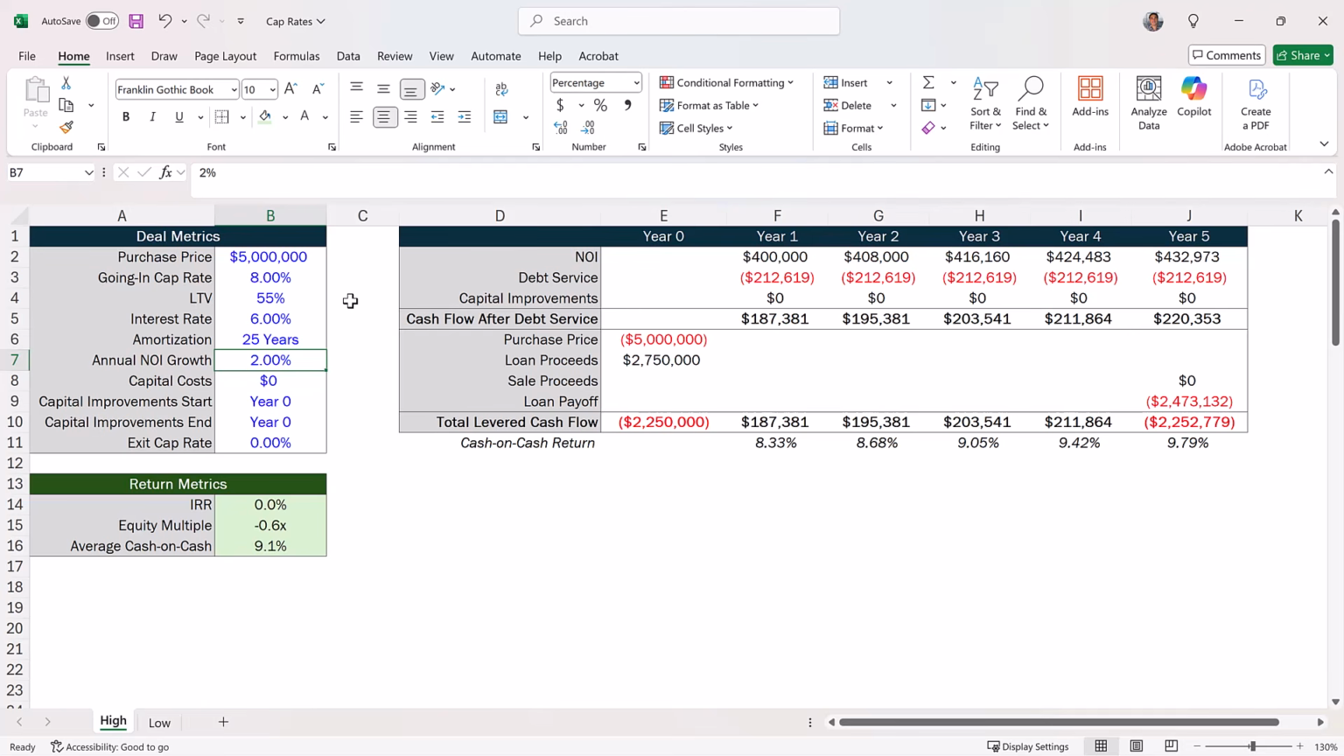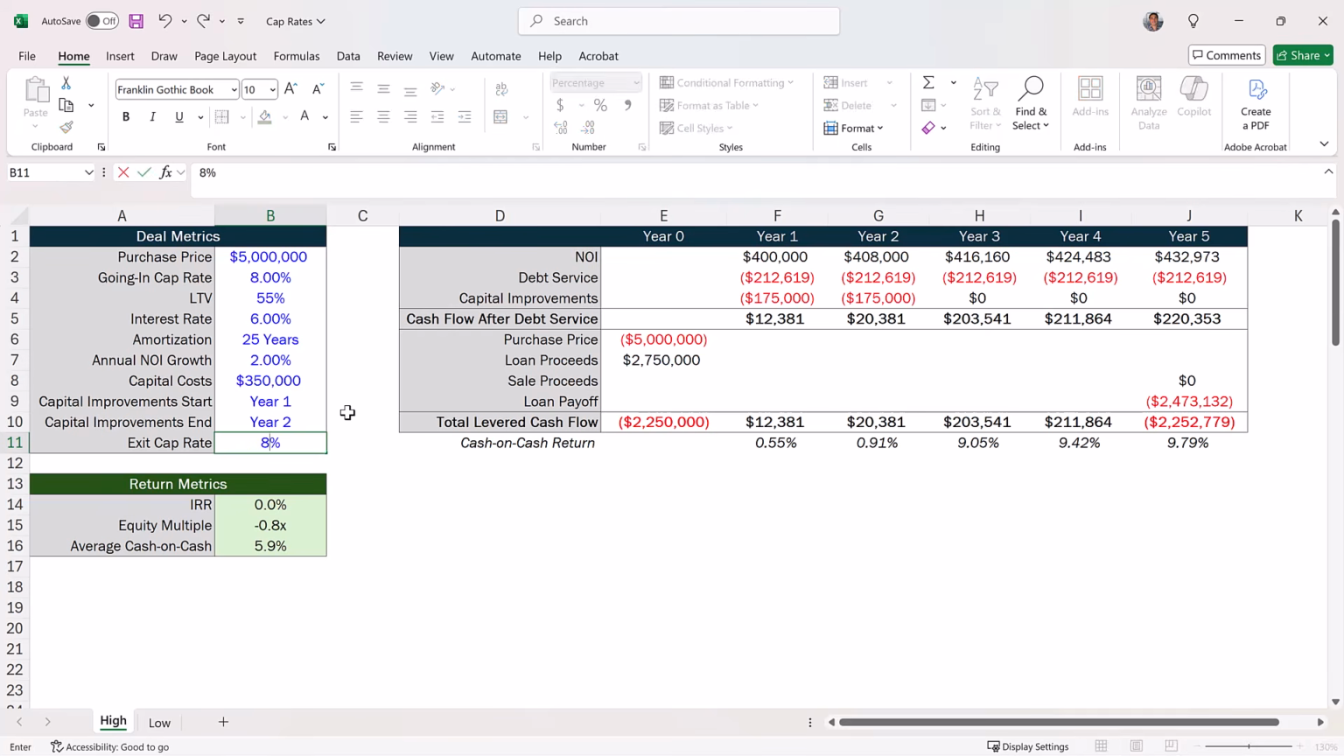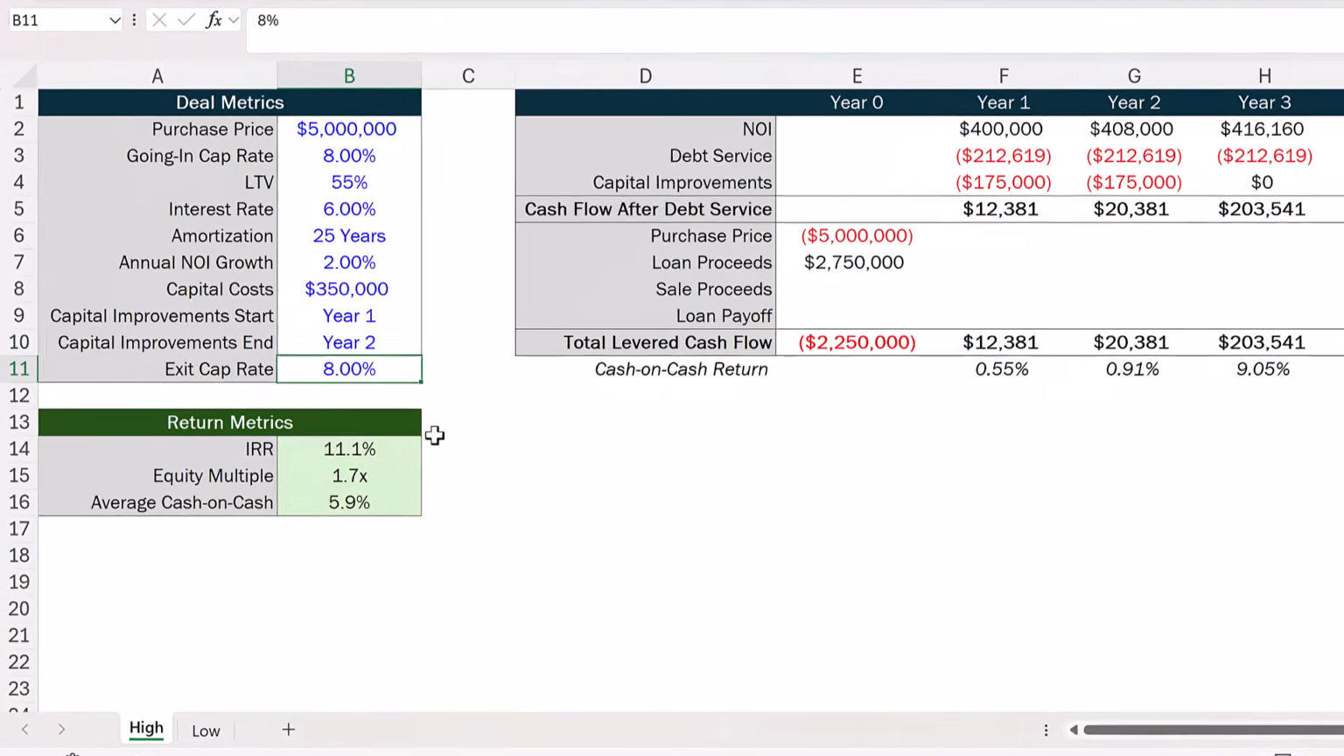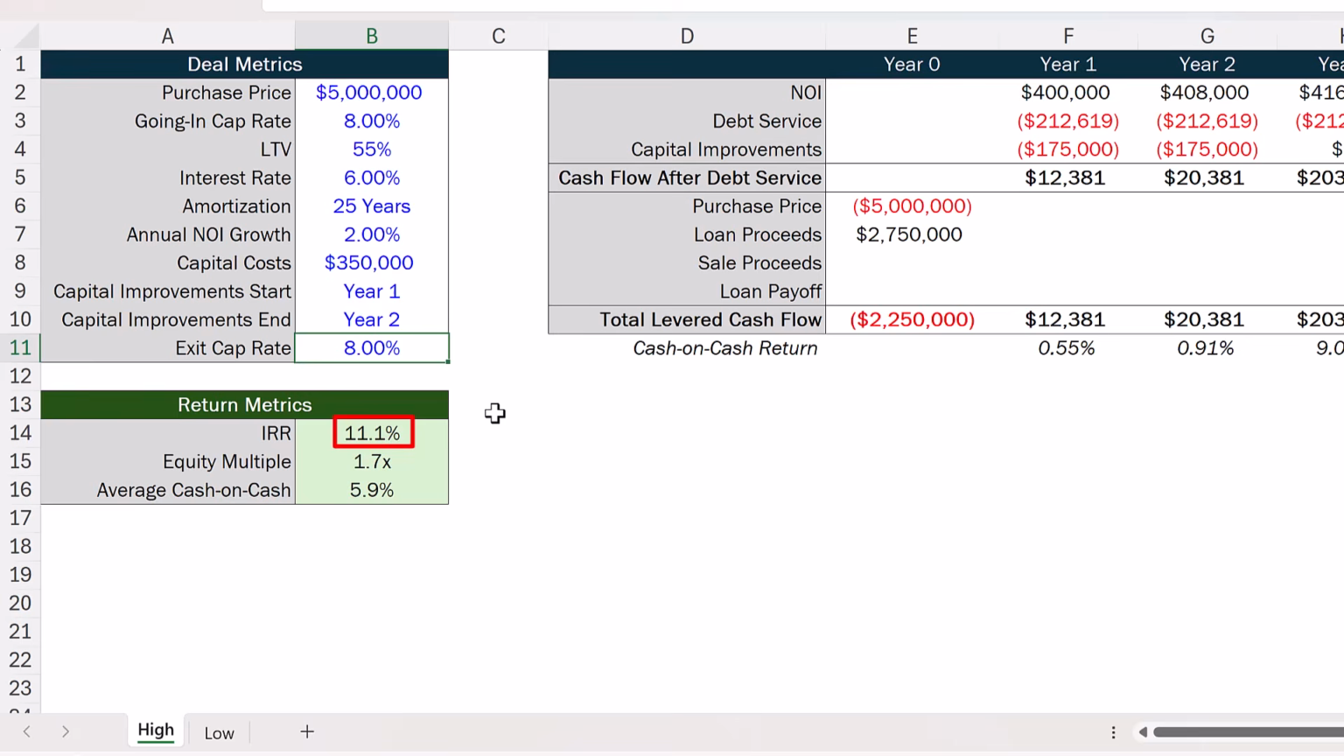the next 5 years. Let's also say that there's a lot of deferred maintenance on the property, which will require an estimated $175,000 per year in costs in the first 2 years of ownership, which are assumed to be funded by cash flow the investor would generate during this time. And if at the end of that 5-year period, we assume to sell the property at that same 8% cap rate we bought it at, we generate an 11.1% IRR, a 1.7x equity multiple, and a 5.9% average cash on cash return over this 5-year period.